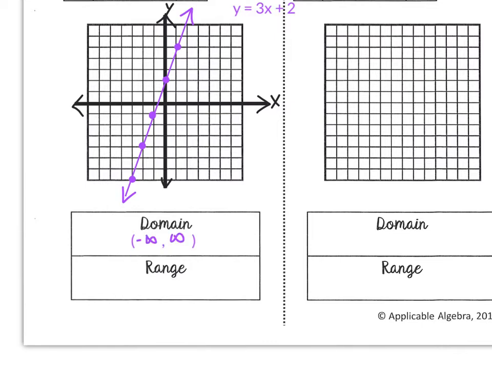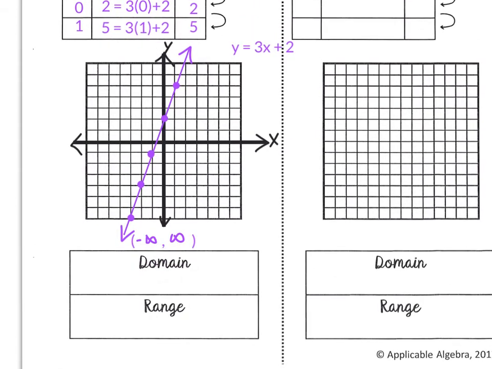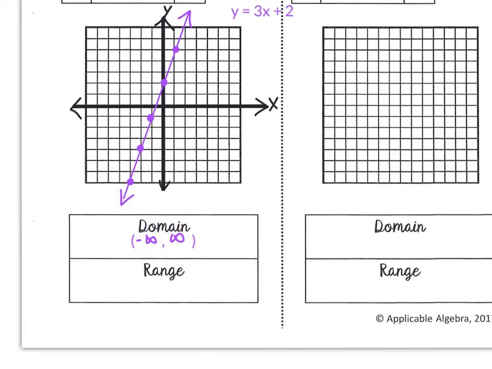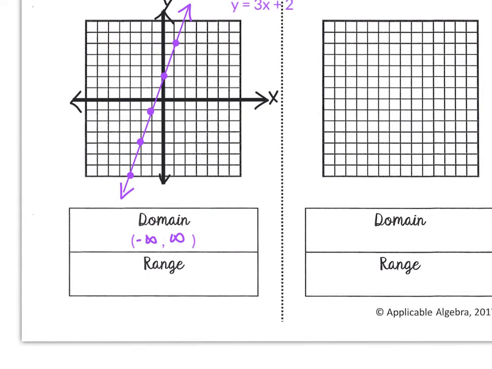Now for the range, if I move up and look, the lowest it goes is negative infinity, and the highest it goes is infinity, again because of those arrows. So that means my range is the same thing as my domain, negative infinity, comma, infinity. Okay, so that whole part was all review.